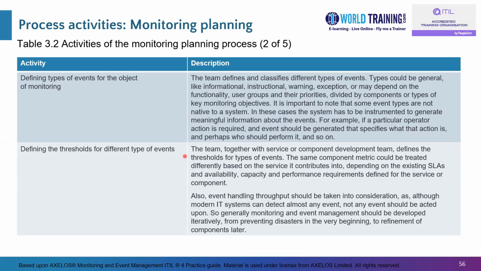So here, a good example of thresholds for the different types of events is, for informational, it could be that the print server memory usage is up to 80% now. The warning event could be for above 80% usage, and the exception could be for above 95%. So which means warning is between 80 and 95. So that's how the thresholds could be defined.